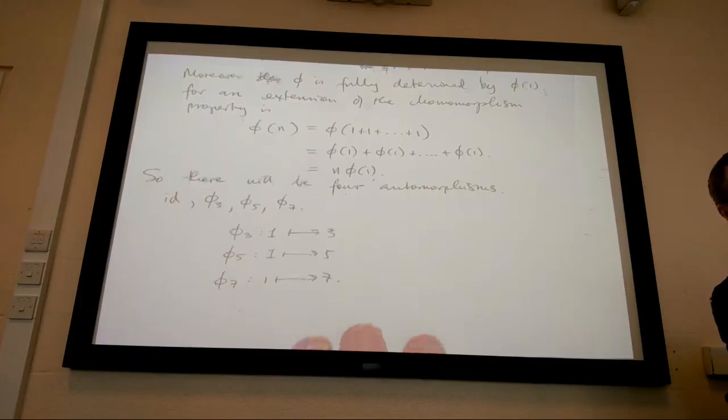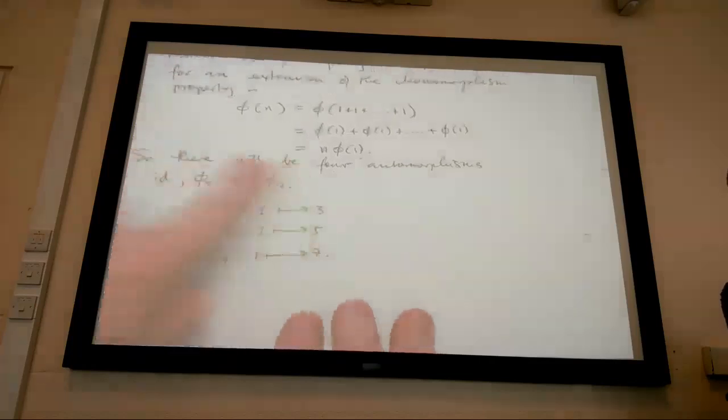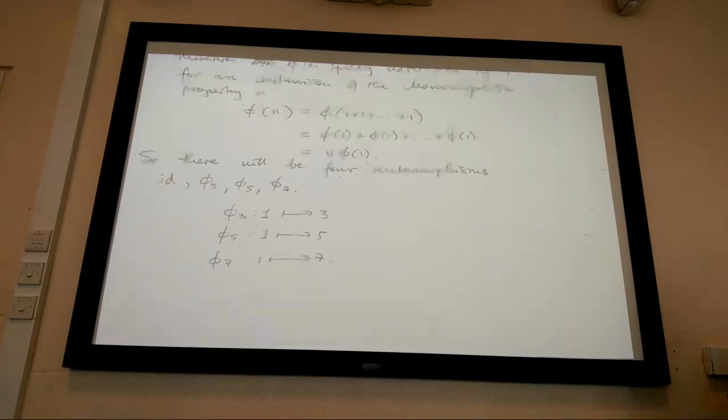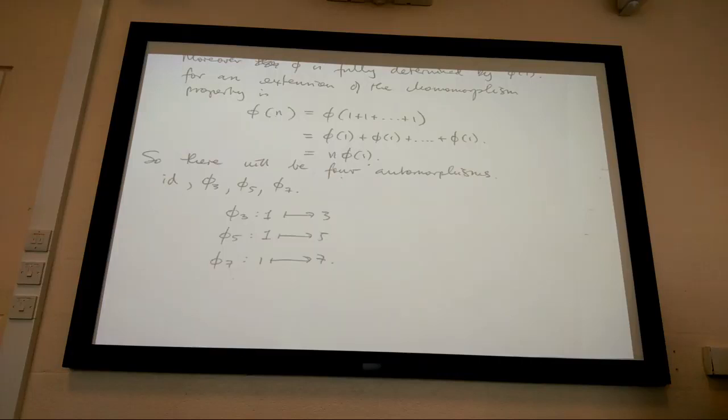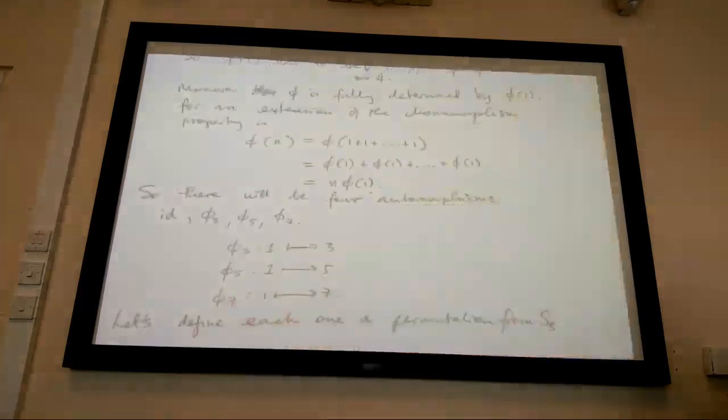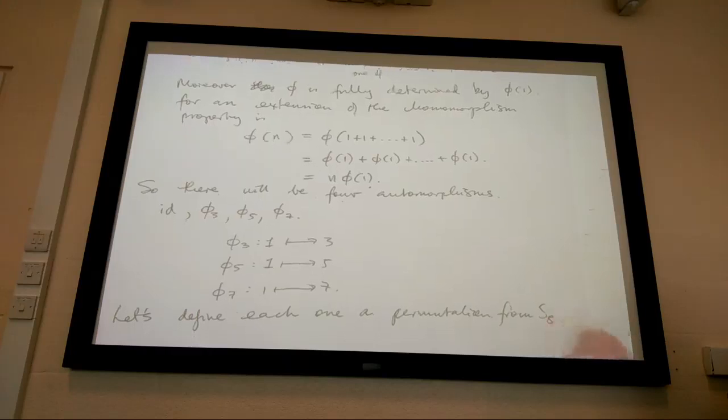The rest of phi will be fully determined by the value of phi of 1. So what was this question? First of all, the question was asking us to list all the elements. I've indicated what the elements are. Let's define each one as a permutation from S8. It's a bijective mapping of Z8 to itself, so you can think of it as a permutation on eight objects.